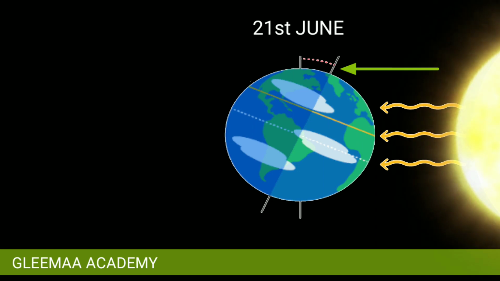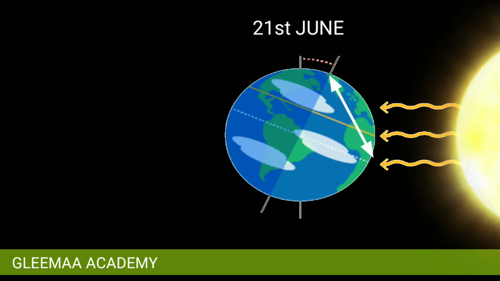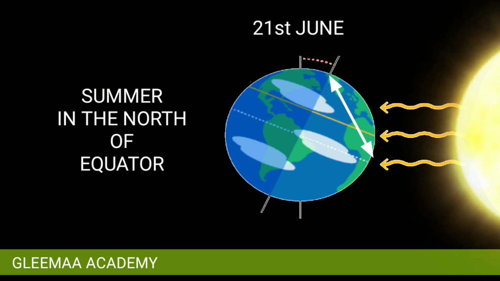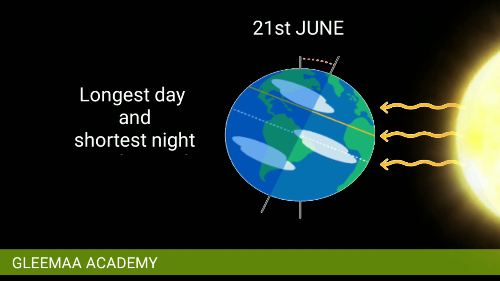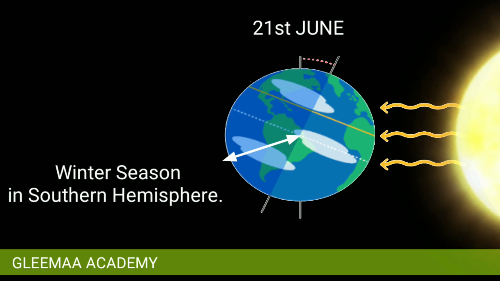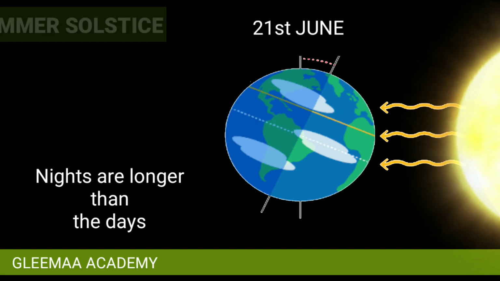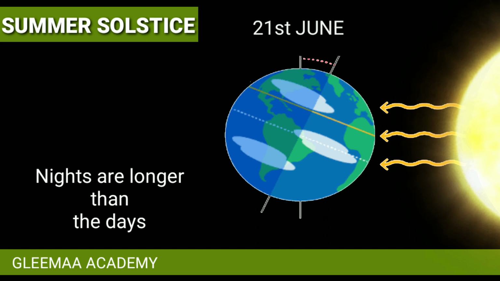The North Pole is inclined towards the sun, and the places beyond the Arctic Circle experience continuous daylight for about 6 months. Since a large portion of the northern hemisphere is getting light from the sun, it is summer in the regions north of the equator. The longest day and the shortest night at these places occur on 21st June. At this time, in the southern hemisphere, all these conditions are reversed. It is winter season there. Nights are longer than the days. This position of the earth is called summer solstice.